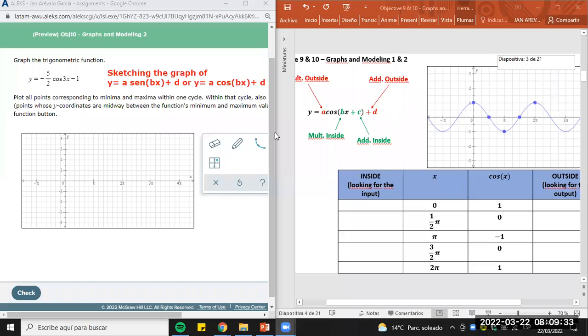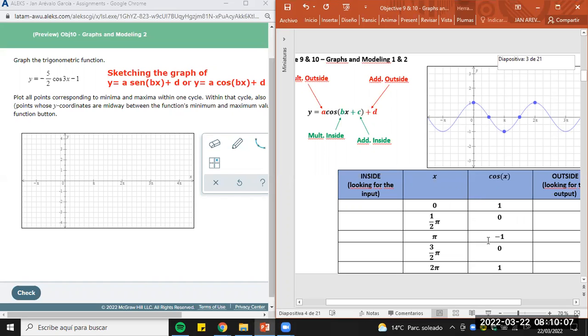Hello guys, this is sketching the graph of y equals a sine of bx plus d. That means a trig function with a lot of multiplications and additions inside or outside or both. In this particular exercise, we're asked to calculate the maxima and the minima within one cycle, but that is exactly what we have been doing all this time because the minima and the maxima occur at 0 or 2 pi for cosine, and the minima occurs at pi.